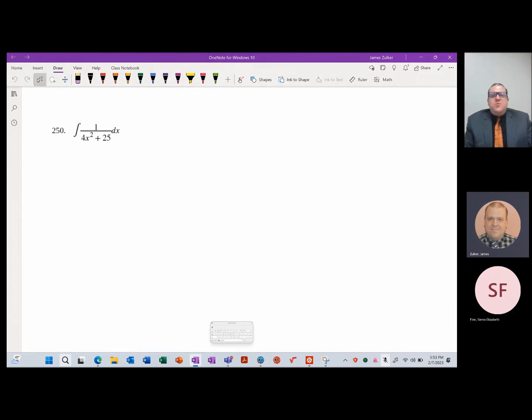1 over 4x squared plus 25. Why is this one even on there? Well, dx isn't on the denominator here. No idea why this was on here, but we'll go ahead with it anyway.